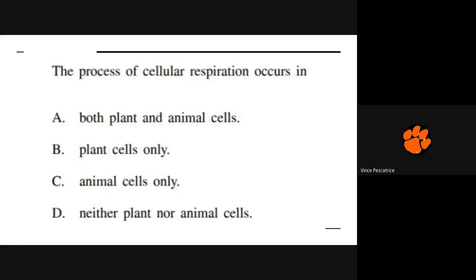So cellular respiration, you think of respirate, you've heard of respirators in the news with COVID. If you respire, you are breathing. So this process of breathing happens in humans. Plants don't breathe oxygen, so it is only animal cells. Only in animal cells does respiration occur. Photosynthesis occurs in plants.